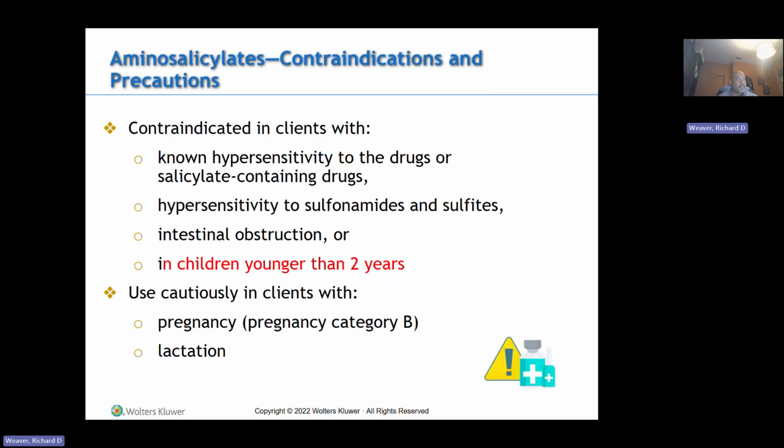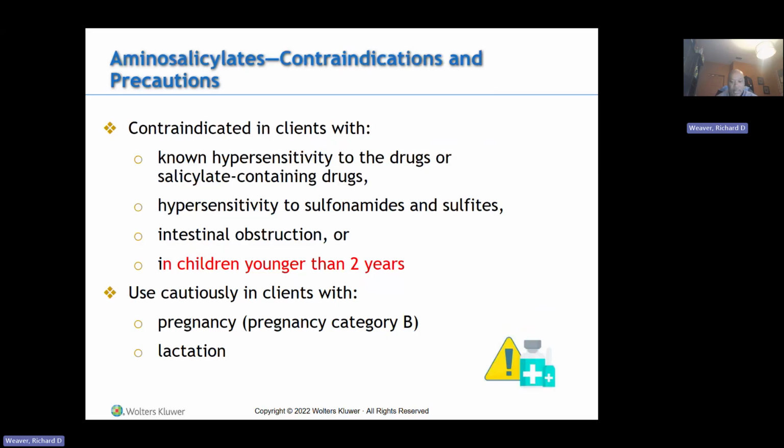All right. So in terms of the contraindications as well as precautions, aminosalicylates are contraindicated in clients with a known hypersensitivity to the drugs, or if they are allergic to salicylate containing drugs. There are different drugs out there that contain salicylates or aspirin in it, and so they shouldn't take those medications if they have a hypersensitivity to it. Now, in addition, these drugs are contraindicated in patients who have hypersensitivity to sulfonamides and also to sulfites, or if they have an intestinal obstruction.